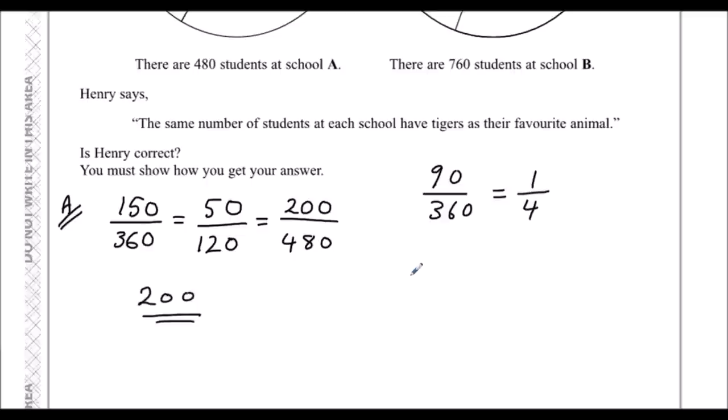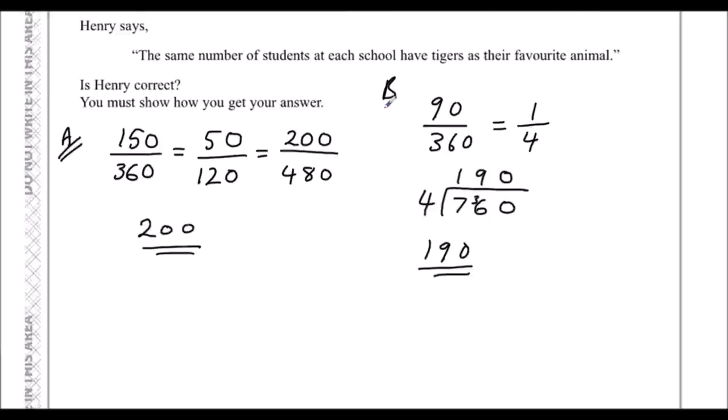760 divided by 4. So how many 4s go into 760? 4 goes into 7 once with 3 left over. 4 goes into 36 9 times. And 4 goes into 0 no times. So that's 190 students. So is Henry correct? No.